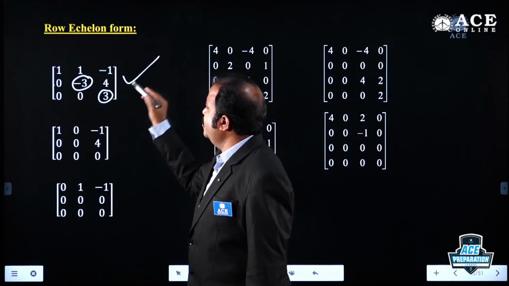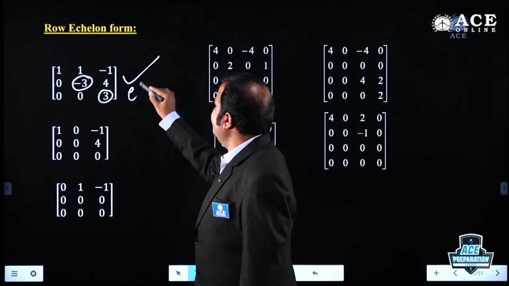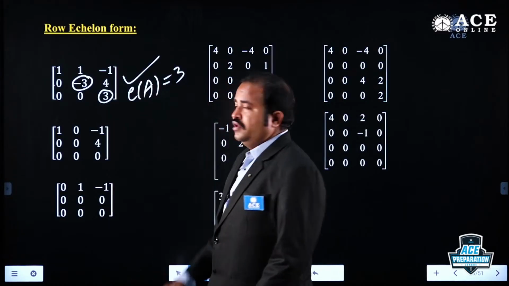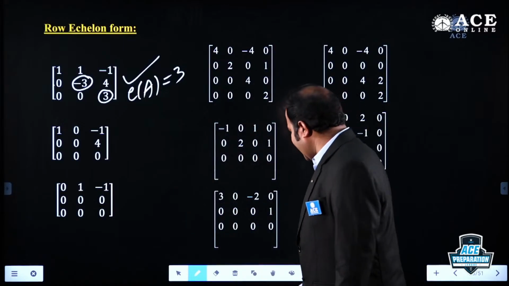Before the first non-zero number. So in the echelon form only, rank of A equal to 3 only here. Next, what about the second example? Let us see the second example.